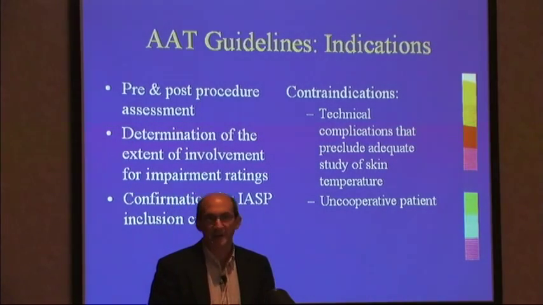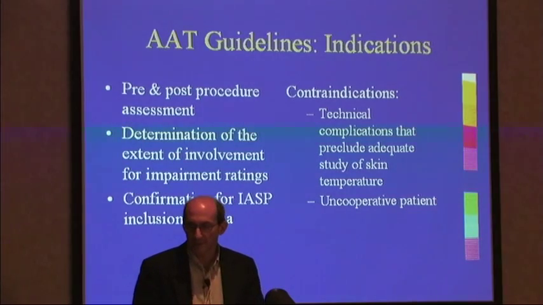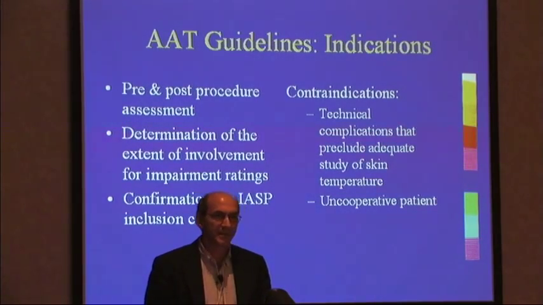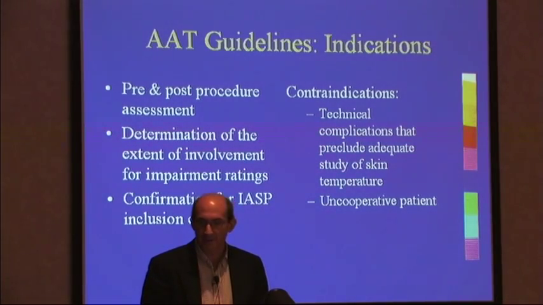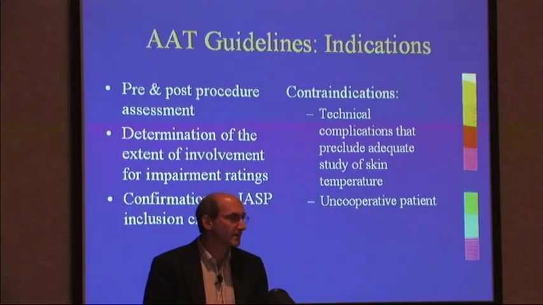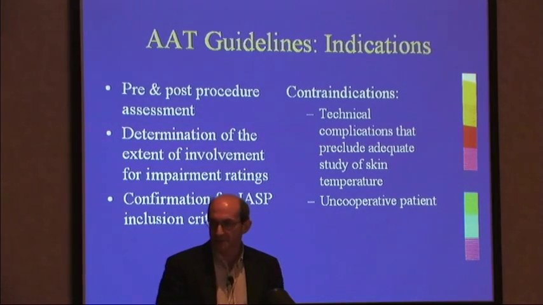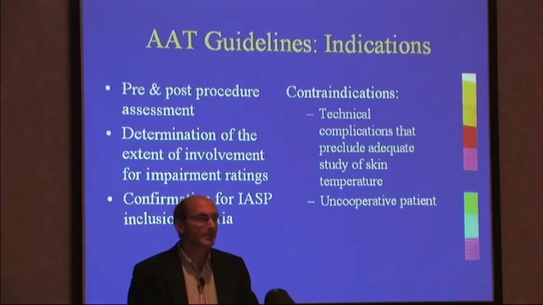For confirmation of IASP inclusion criteria, if you look at the International Association for the Study of Pain, they will tell you you have to measure thermal asymmetry patterns in order to even make the diagnosis. So these are standardized, worldwide recognized criteria. And the only contraindications are technical complications that preclude adequate skin temperature study in the uncooperative patient.